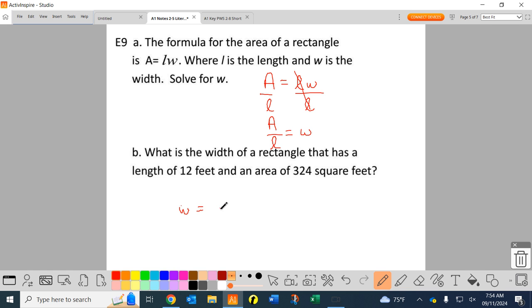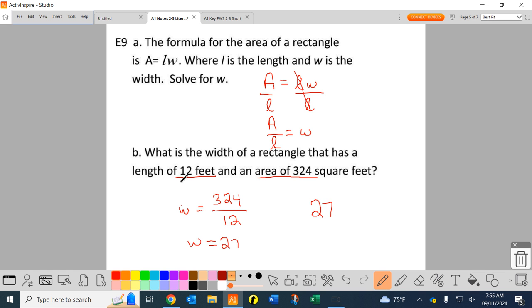You know that the width, W, equals, and it says the area of this shape is going to be 324 square feet. So we're going to put 324 where the area goes. That's on top. And then it says the length of it is 12 feet for this rectangle. So we put 12 on the bottom. And then it's just an arithmetic problem, guys. It's just 324 divided by 12. Divide that out, see what you get. 27, so your answer would be 27.